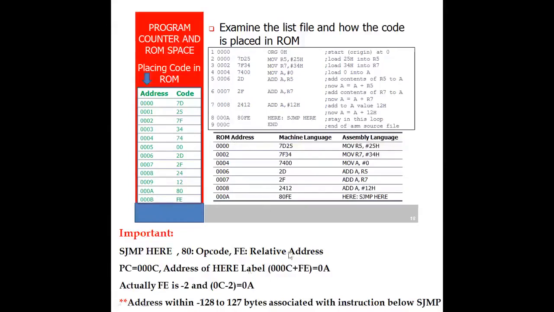So 0C plus FE. FE is actually the 2's complement of 2, because we generate the negative number minus 2 by using the 2's complement format. So 0C minus 2, actually we are adding 0C with the 2's complement of 2. The address is calculated in this way, which is equal to 0A. So 0A is nothing but the initial address of this instruction, wherever we are finding it from the ROM memory. In this way you can manage this situation.